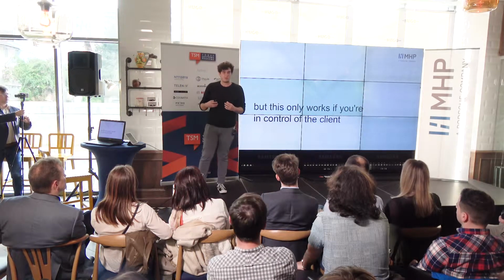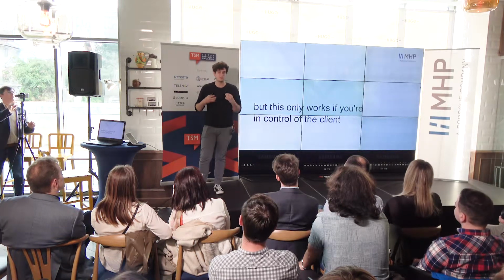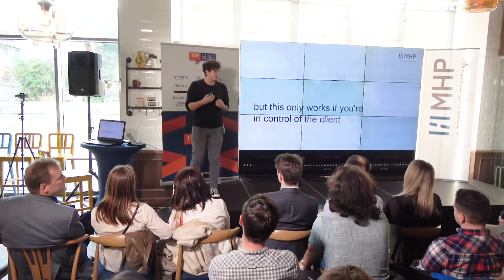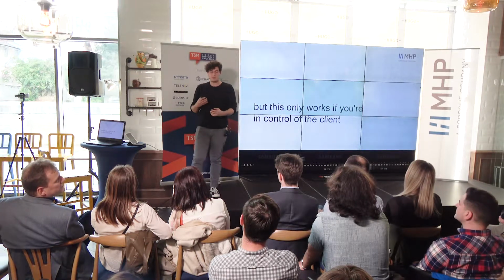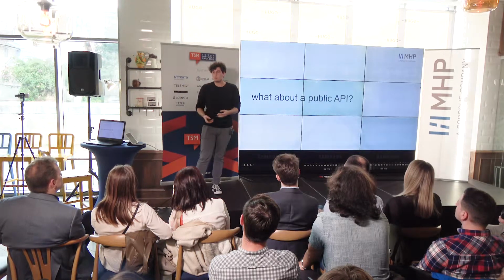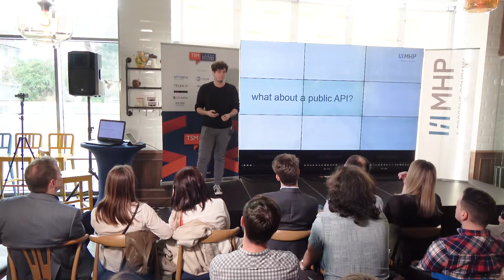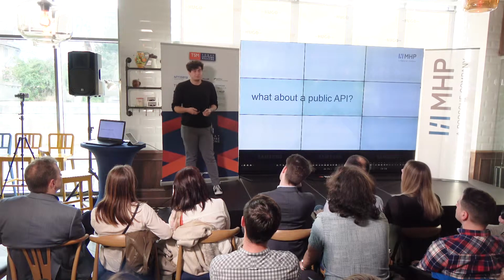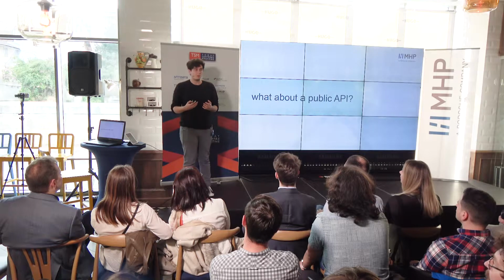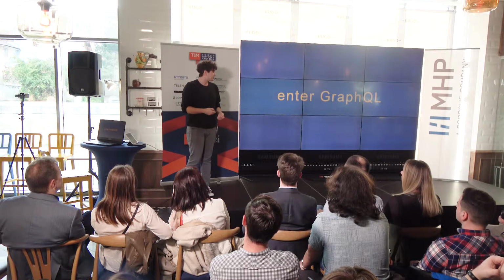And this only works when you're in full control of your client's need for data. You know its needs, and you can adjust your endpoints accordingly. But what about a public API, a GitHub API, an API like I found with the Star Wars characters? Well, in that case, we have no idea when we design our API what are the needs of our clients. So here enters GraphQL.